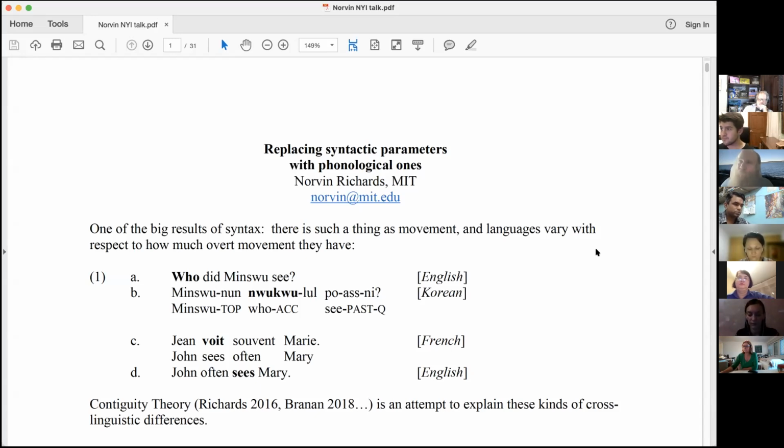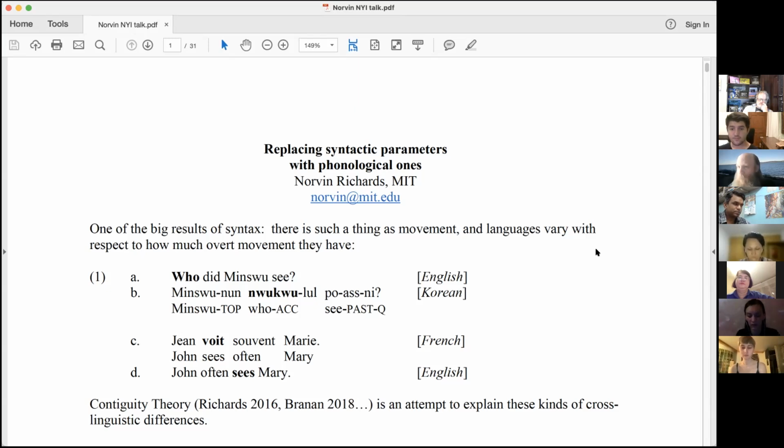It doesn't follow from anything else. If you want to learn how to speak Korean, one of the things you must do is to leave your WH phrases in situ. And if you want to learn how to speak English, you must learn to move them. Asking why the English WH phrase moves and the Korean WH phrase doesn't is like asking why the Korean word for who ends in something that's written here with the letter U and the English one doesn't. It's just a fact. You've got to learn things like this.